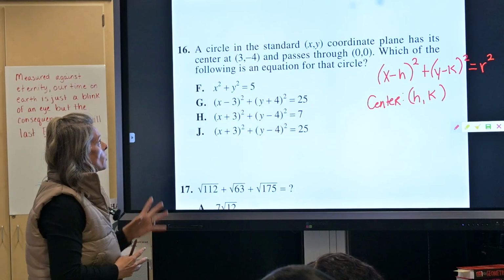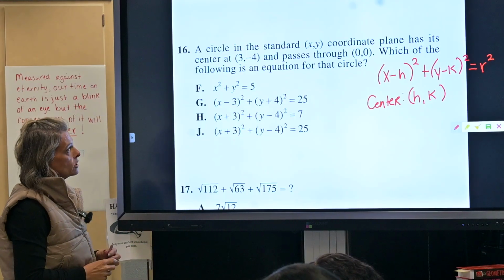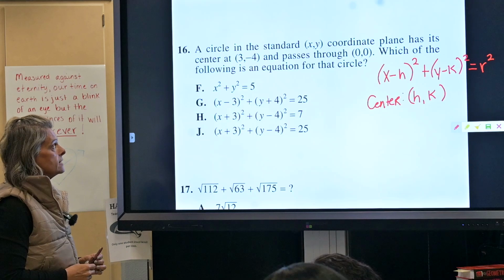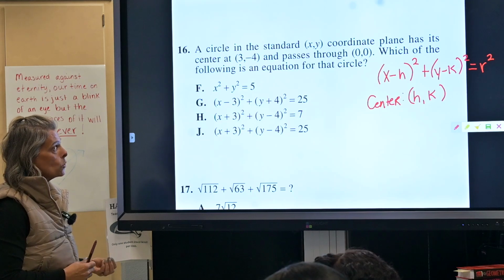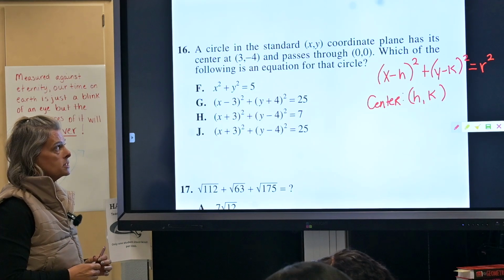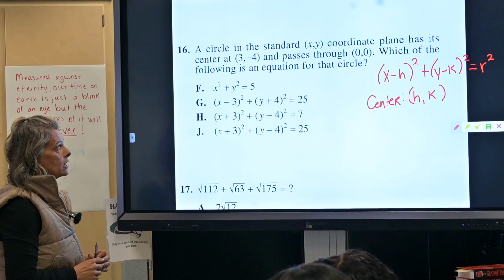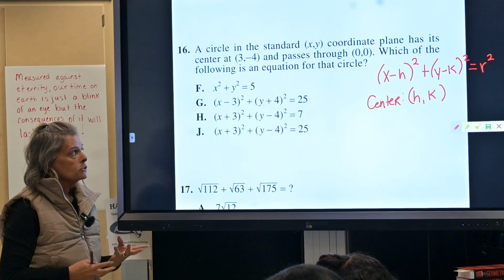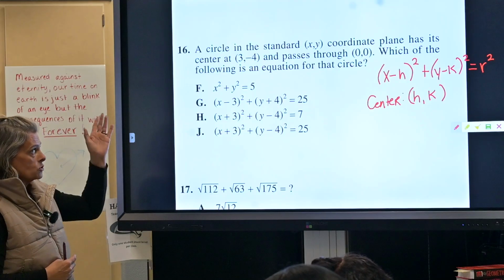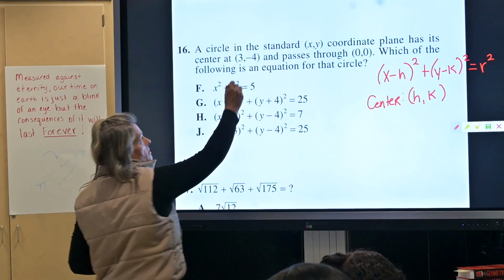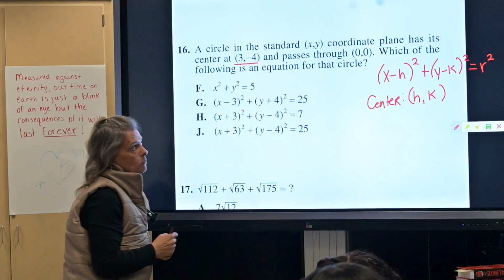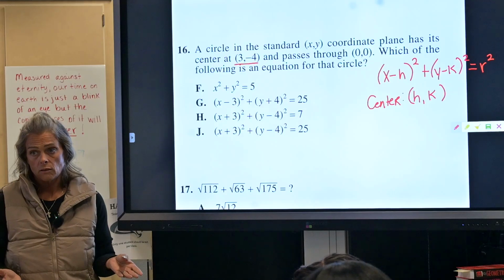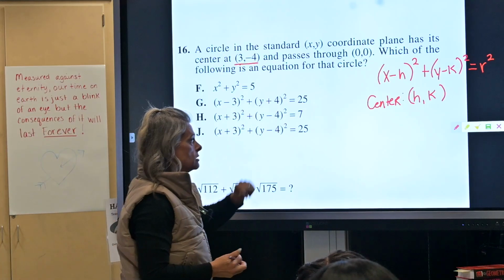Okay, so let's read this question. It says, a circle in the standard xy coordinate plane has its center at 3, -4, and passes through 0, 0. Which of the following is an equation for that circle? So what I would do for this one is start just writing your equation based on the center they gave you, and then we can figure out the radius later, okay? So let's write the equation.